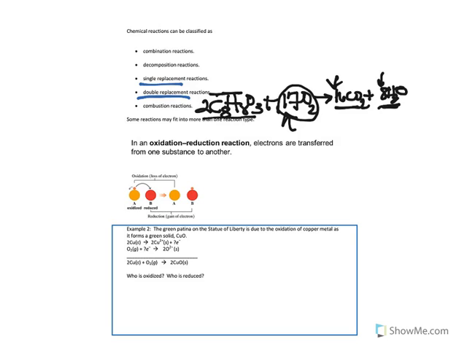Some reactions may fit into more than one reaction type. One of these types is called oxidation reduction, which is a subreaction. A single replacement reaction is also always an oxidation reduction reaction. In an oxidation reduction reaction, electrons are transferred from one substance to another. So in this example, A gives an electron to B. Therefore, A becomes more positive because it has lost some negativity, and B has gained an electron, it is reduced, and it becomes more negative.